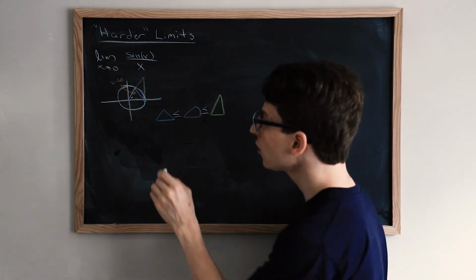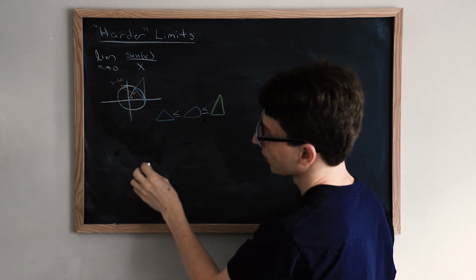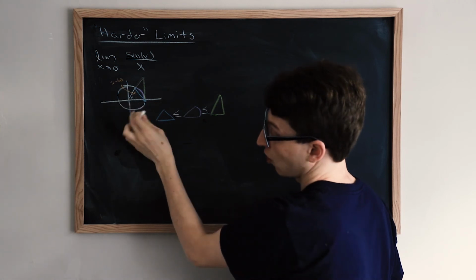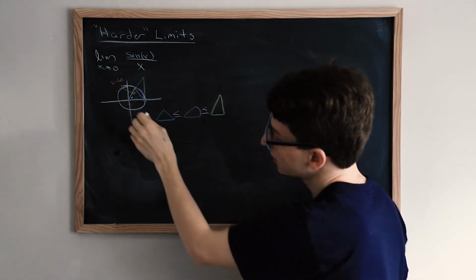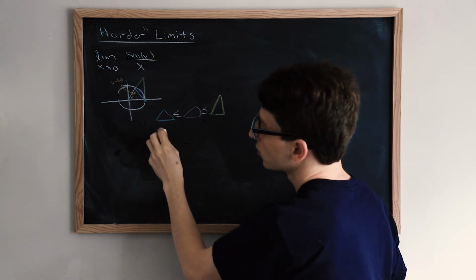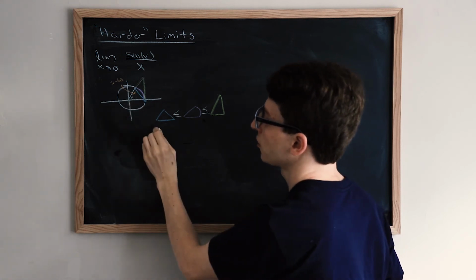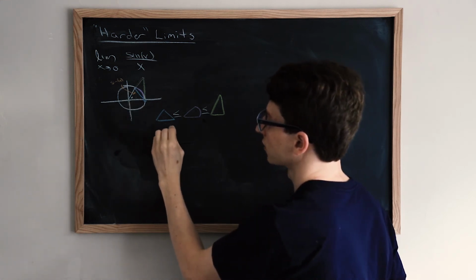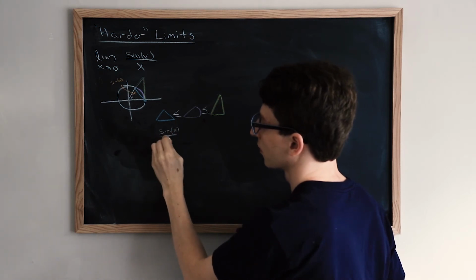apparent. So the area of this blue triangle, well, the base is just always 1, because that's what the radius of the unit circle is, and the height is sine of x. So we have sine of x times 1 divided by 2. So it's just sine of x over 2.